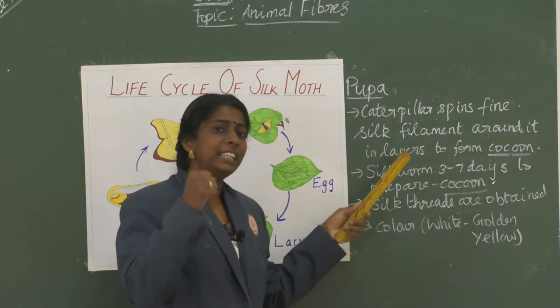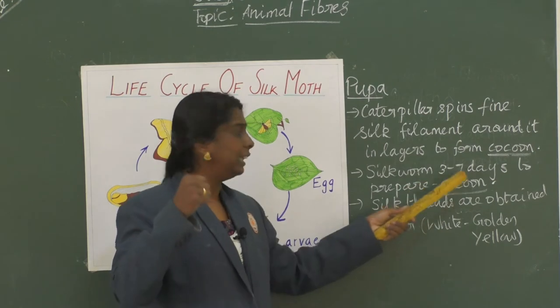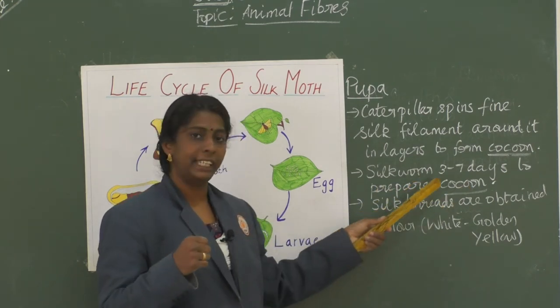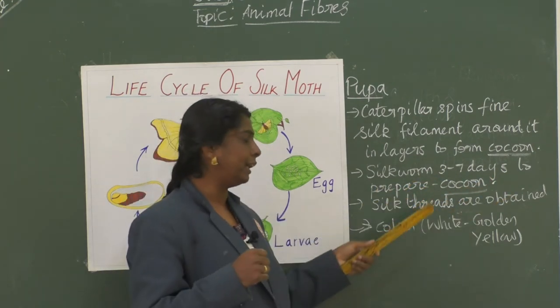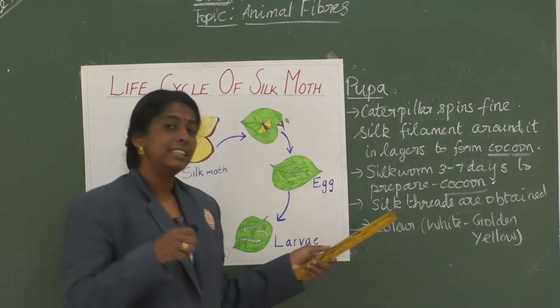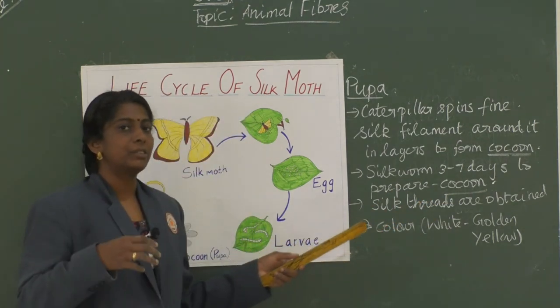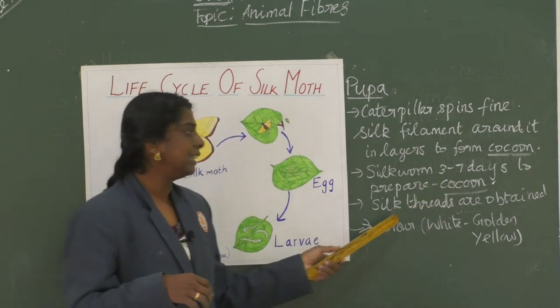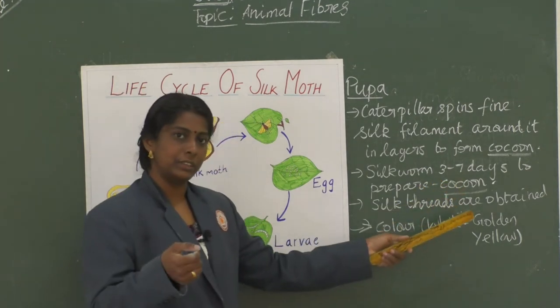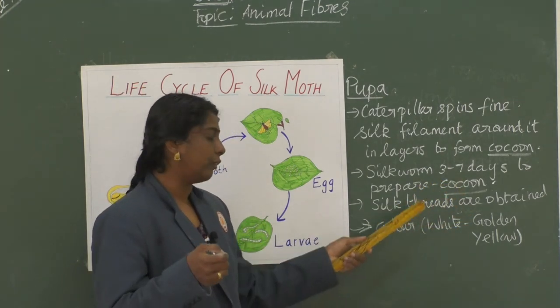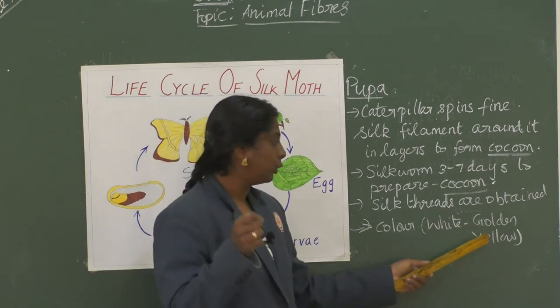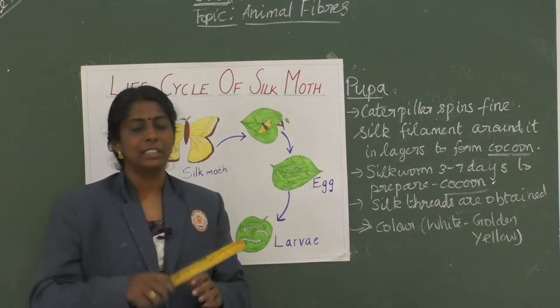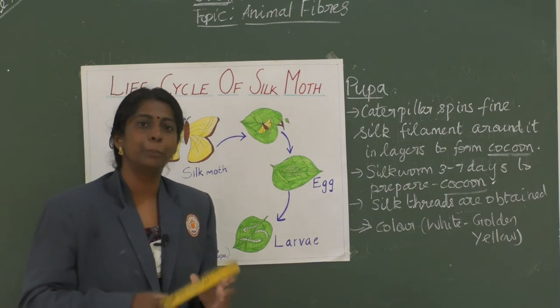It takes 3 to 7 days for the silkworm to prepare the cocoon. And then silk threads are obtained from the cocoons. The color of the cocoons ranges from white to golden yellow. Clear? So this is the third stage, pupa.